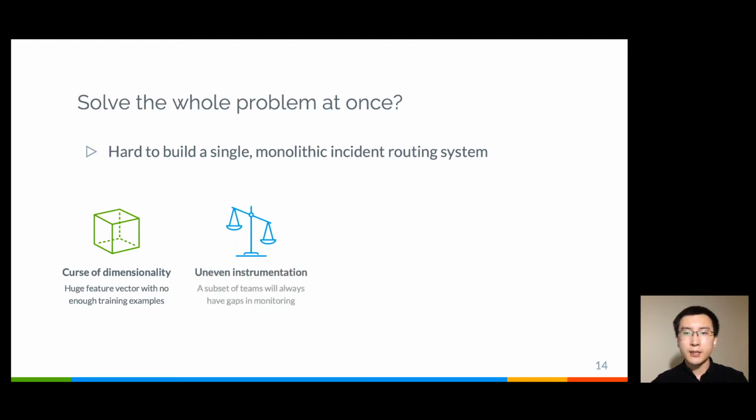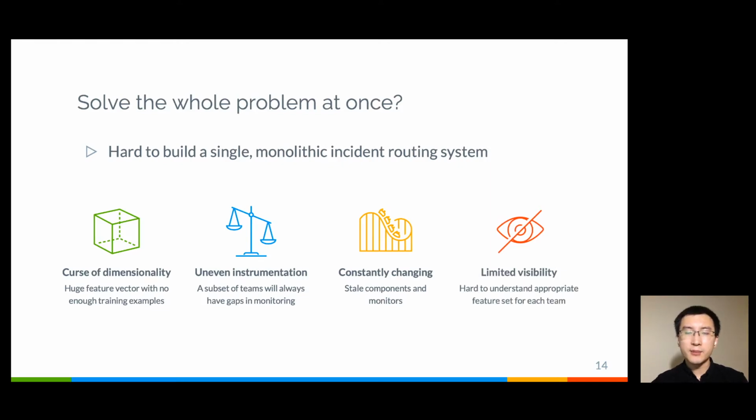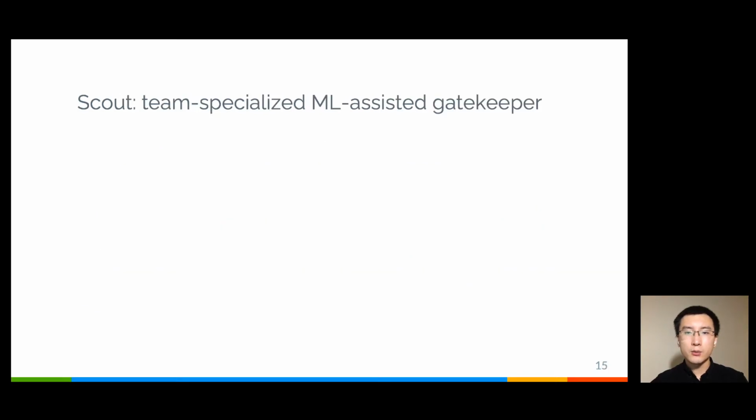The second problem is uneven instrumentation. A subset of teams will always have gaps in monitoring, either because the team has introduced new components and analytics have not caught up, or simply the monitoring is just hard. The third problem is the input is constantly changing. We may constantly experience stale components and monitors. The fourth problem is limited visibility. Because we are sitting at a global position, it is difficult to understand the appropriate feature sets from each and every team. So here we present Scout, a team-specialized gatekeeper.